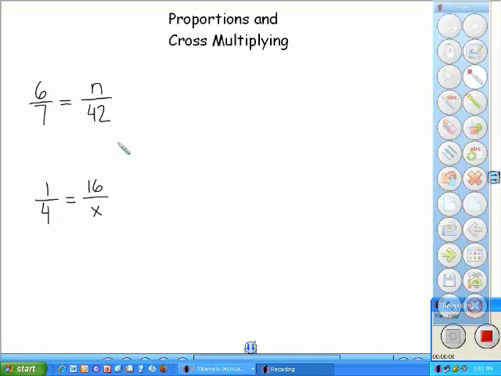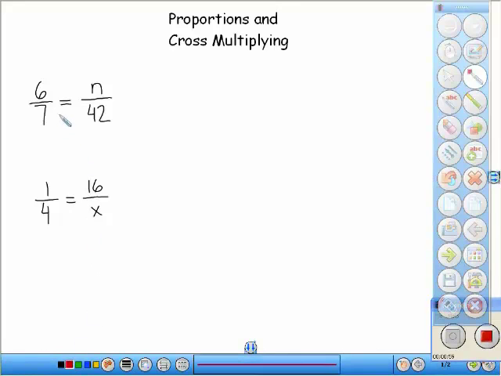And we've worked with fractions for several months now, and you've got a pretty easy and fast way to figure this out. One of the ways that I can do this is I can ask myself, what do I multiply by down here? 7 times what is 42? Well, 7 times 6 is 42. And if I do that to the denominator, I have to do the same thing to the numerator. I'll multiply by 6 up here. So that means 6 times 6 equals 36. So n has to be equal to 36.